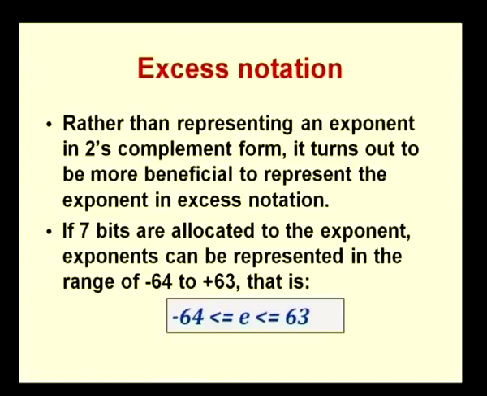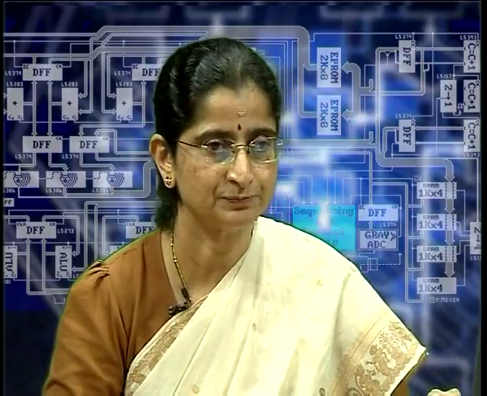Now there is another concept that we need to understand when we talk about floating point numbers, which is that of excess notation. This excess notation is something that you would have studied when you learned the principles of digital techniques. When we talk about binary representation of digital numbers, we talk about something called an excess 3 representation. You will always represent a number as 3 more than whatever value you have.